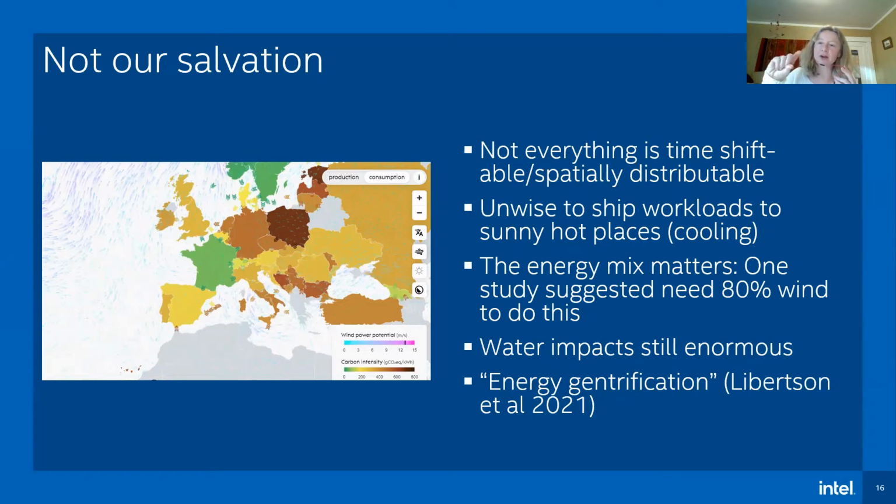It turns out that the energy mix that you have, how much solar, how much wind, how much hydro, really matters in this. One study suggested that to pull off geographic load balancing, which is shipping things around the world, following the renewables is another phrase, we need significantly more wind to do this, so you just can't rely on solar. And then the last two are even more serious, right?